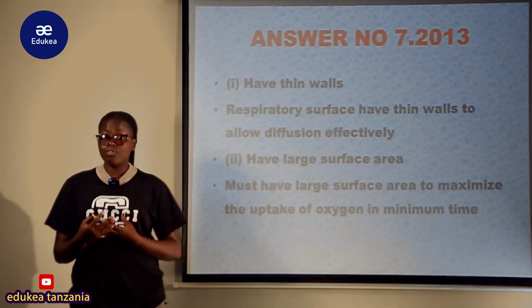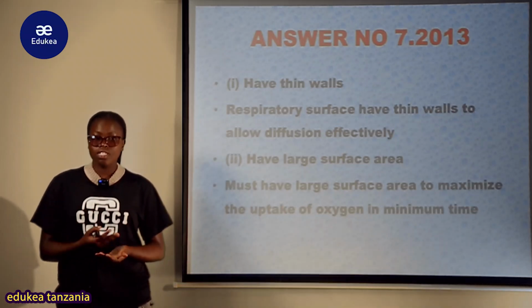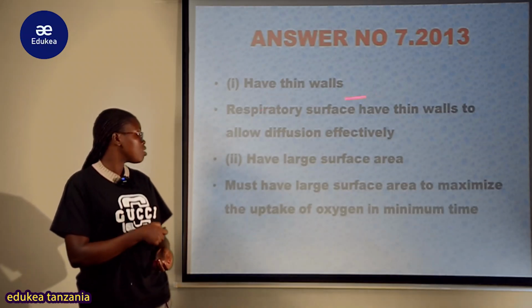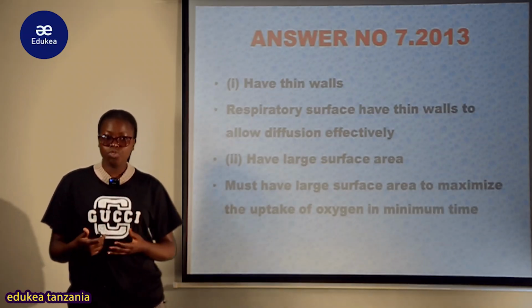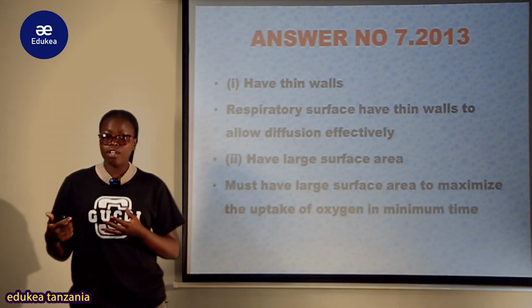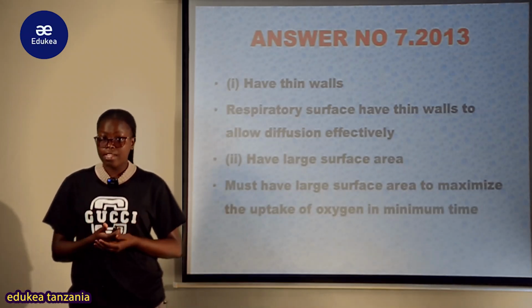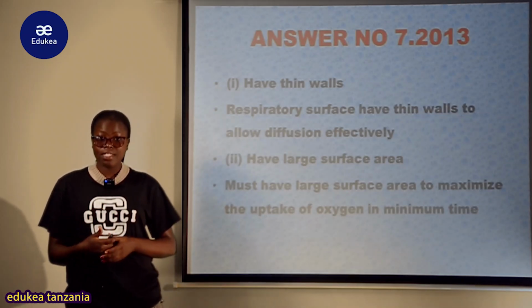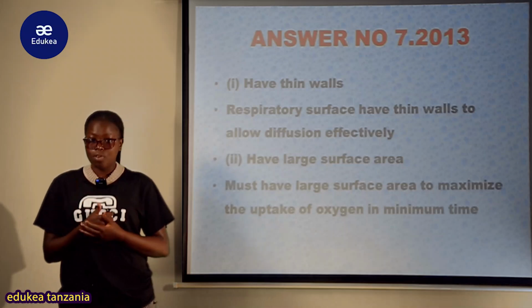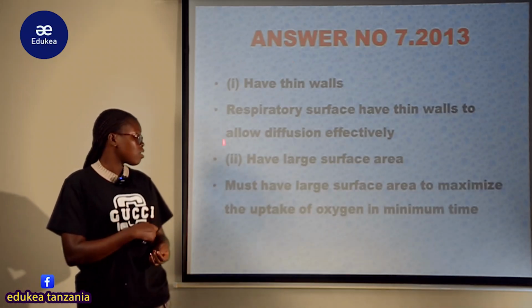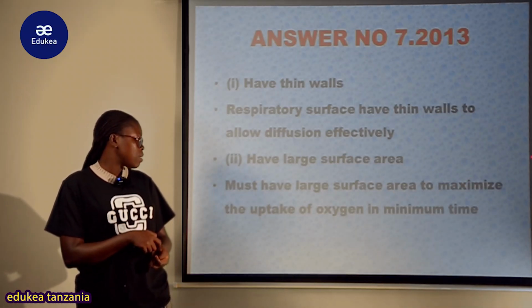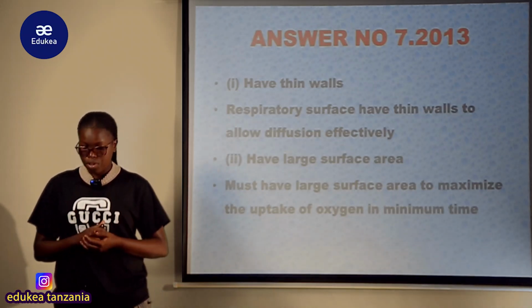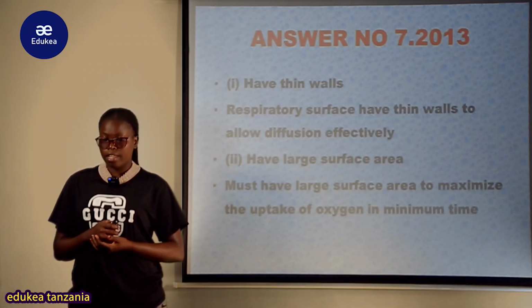Kitu kikiwa thin meaning that ile diffusion distance inakuwepo ni rahisi. So this is why the respiratory surface tend to have the thin wall. So the respiratory surface have the thin wall to allow the diffusion effect. So the diffusion of the gases iweze kutoka in a required rate. Na inakuwepo na large surface area kuweza maximize the rate of the extraction of the oxygen. So the respiratory surface have the large surface area to maximize the uptake of oxygen in minimal time. This was all about the question number 7 for the year 2013.